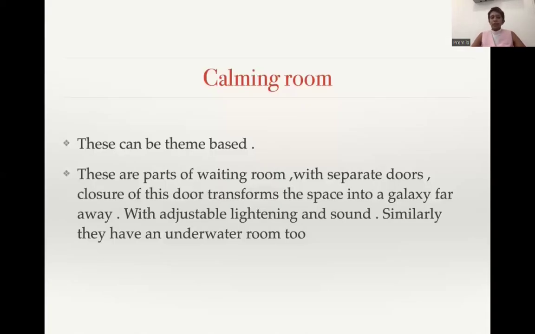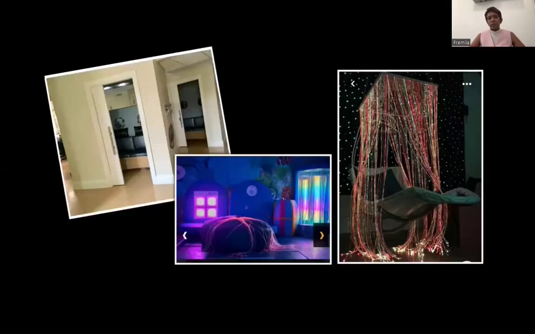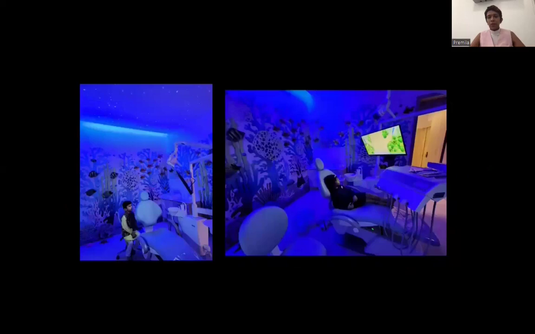This is mentioned in some books where they have a separate calming room. This is again very helpful for neurodiverse children, someone who doesn't like to be in a crowded space. We can create a room for them where they can unwind. If they're getting overwhelmed, they can stay there and calm themselves down before the treatment. These are some examples. What we have done is we've kept that option in our operatory itself.